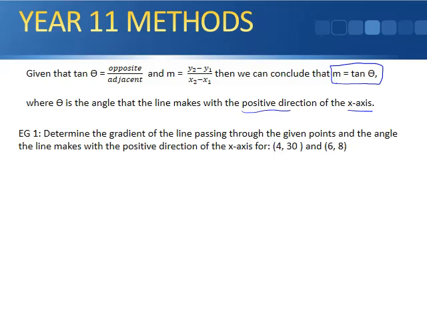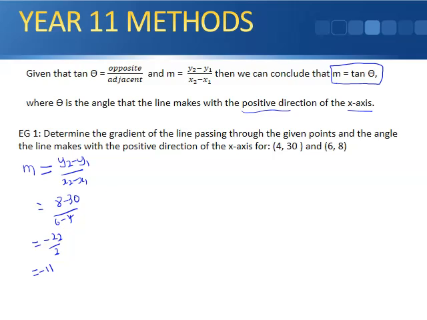Example 1 says determine the gradient of the line passing through the given points and the angle the line makes with the positive direction of the x-axis, for these 2 points, (4, 30) and (6, 8). So let's work out the gradient first, because we'll need that. We have y2 minus y1 divided by x2 minus x1, and we have 8 minus 30 divided by 6 minus 4, which means we have minus 22 divided by 2, which means our gradient is minus 11. So we found the gradient.